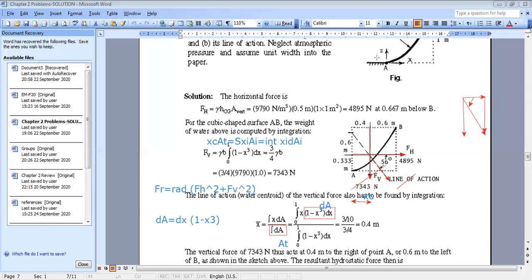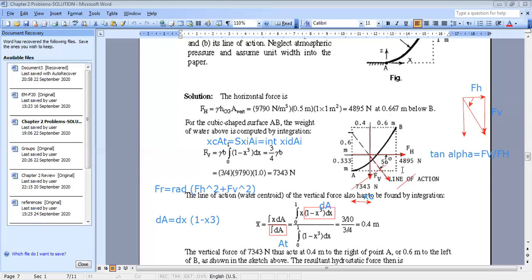Look, it's very simple. This is FH, and this is FV. So you can say that this angle, let's call it alpha. You can say that tangent alpha is equal to F vertical over F horizontal. You get the angle.